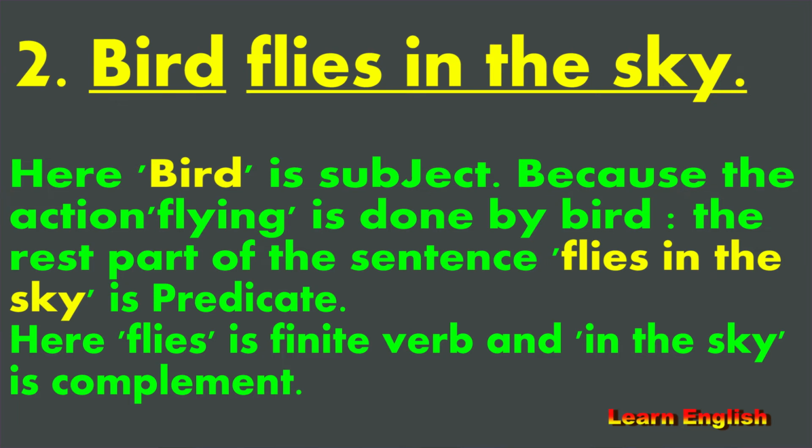Number 2. Bird flies in the sky. Here bird is subject because the action flying is done by the bird. The rest part of the sentence, flies in the sky, is predicate. Here flies is finite verb, in the sky is complement.